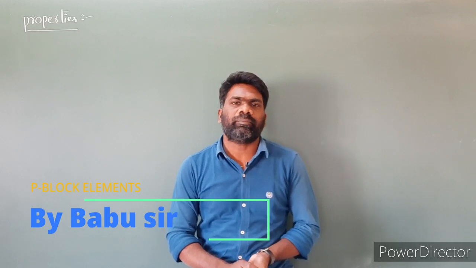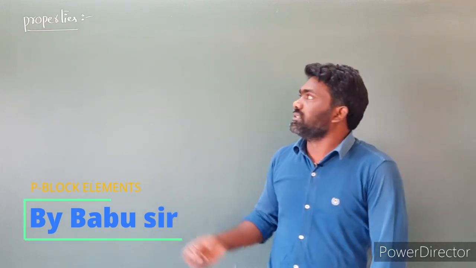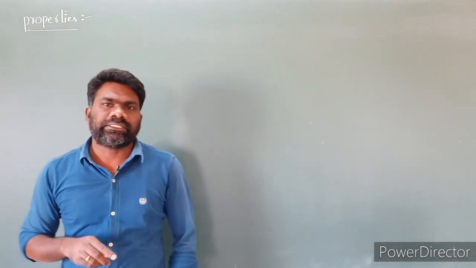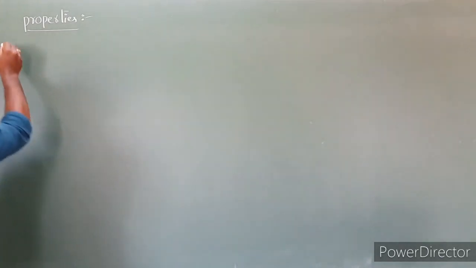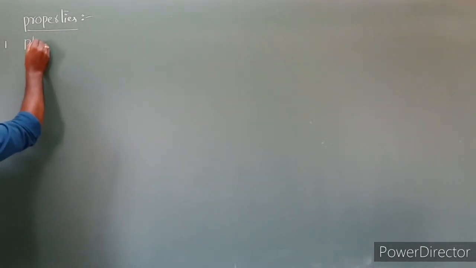In the last class you learned the occurrence and atomic properties of group 16 elements. Today's topic is the properties of group 16 elements. In that we have two types of properties: one is physical properties and the second one is chemical properties. First we will discuss physical properties.